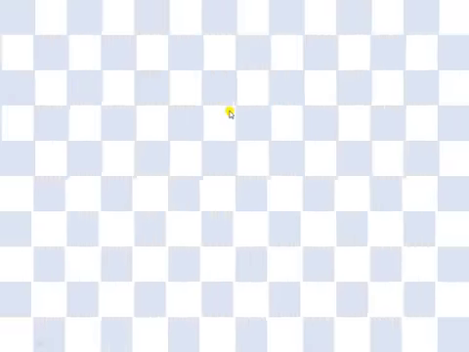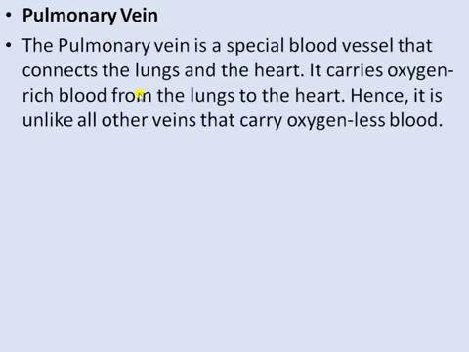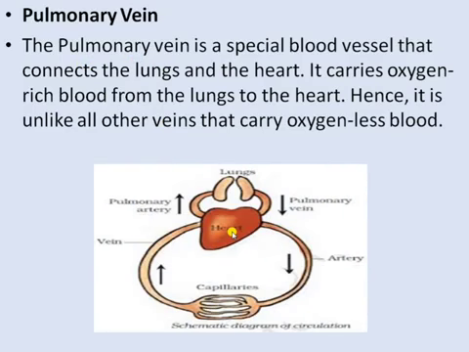Next is about the pulmonary veins. A pulmonary vein is a special blood vessel that connects the lungs and the heart. In the same way, all the veins carry deoxygenated blood, but only the pulmonary veins carry oxygenated blood from the lungs to the heart.